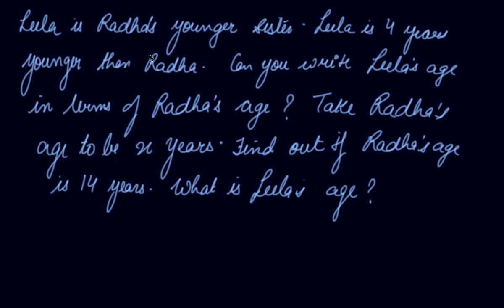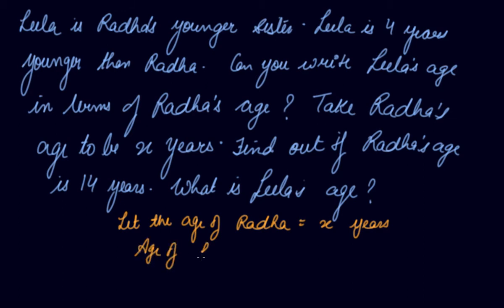Now this is the question. Leela is Radha's younger sister. Leela is 4 years younger than Radha. Can you write Leela's age in terms of Radha's age? Take Radha's age to be X years, which means we have to assume that the age of Radha is equal to X years.